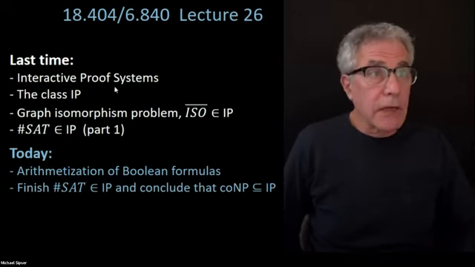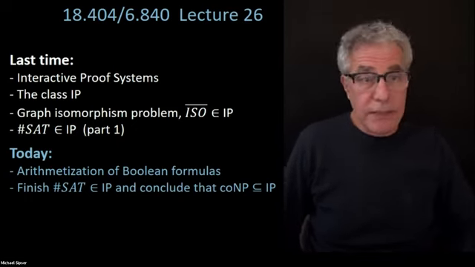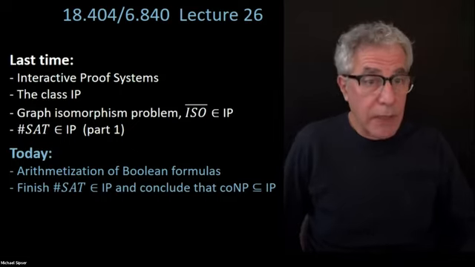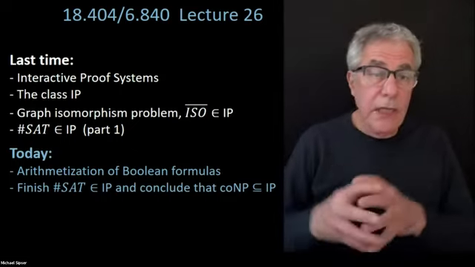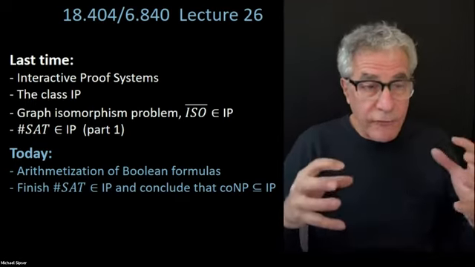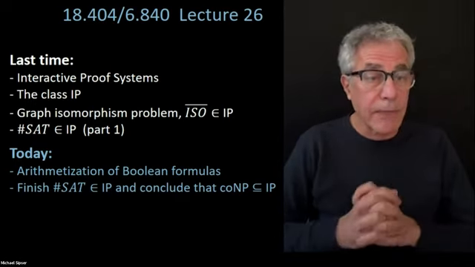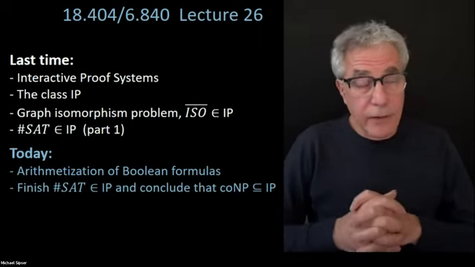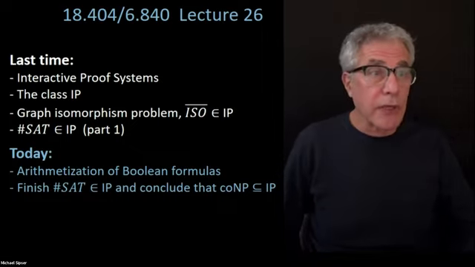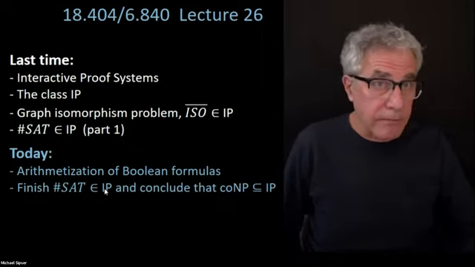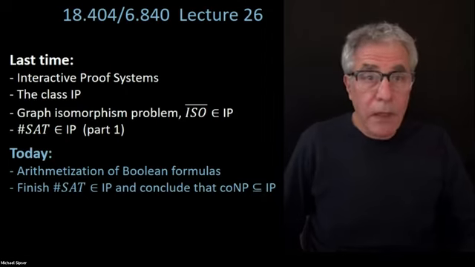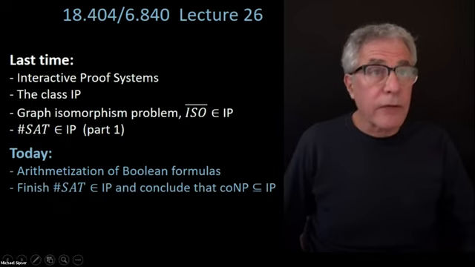Today, we have been doing interactive proofs. We gave an example of showing that the complement of the graph isomorphism problem is in IP. I hope you remember, we had that interaction with the prover and a verifier. We're going to go through the setup quickly, not that protocol. Then we're going to finish by showing that the #SAT problem is in IP, and conclude that coNP is a subset of IP. All right, so let's go for it.